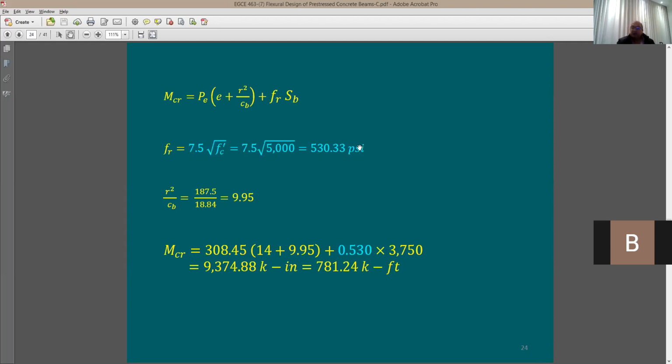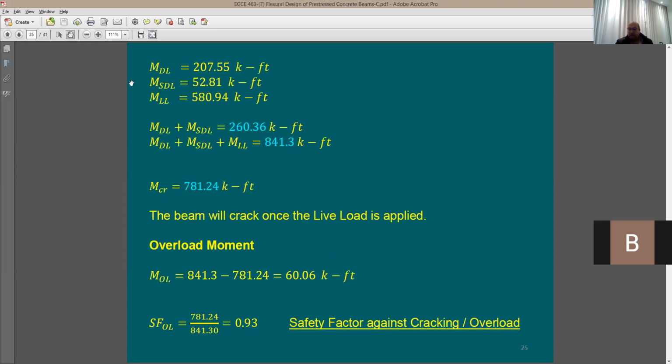So now let's look at the moment that we're just talking about. Keep this number in mind, 781. Moment due to dead load. If you just put the dead load, no cracking, because you look here, 781. If you just put this beam on two supports, one at each end, without any additional dead load, without any live load moment, the beam is not cracking because this number is smaller than this number.